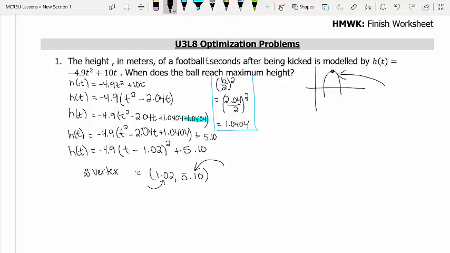So the question asked us, when does the ball reach the maximum height? So we want to use the x value of our vertex. So we say, therefore, the football reaches its maximum height after 1.02 seconds.